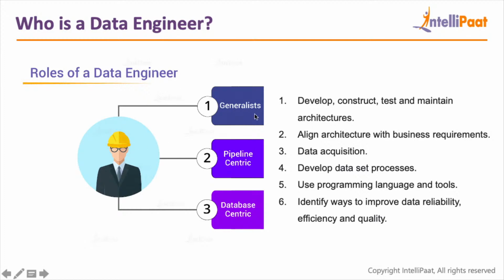So these are the three kinds of data engineers out there, and if we take the crux of it and define the responsibilities of a data engineer, he is responsible for creating architectures related to data pipelines. He is the one who will be aligning the architecture with the business requirements. He will be responsible for data acquisition. He will be developing processes through which he creates the data pipeline. He will be making use of a lot of programming languages and tools to accomplish this, and he will also be responsible to further enhance data reliability, efficiency, and quality, right?